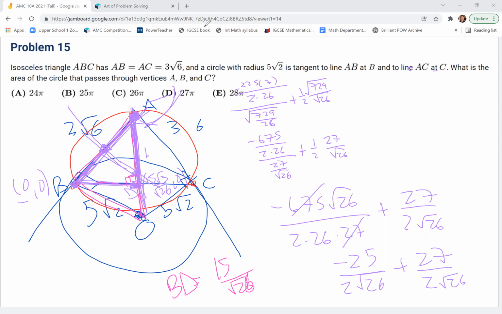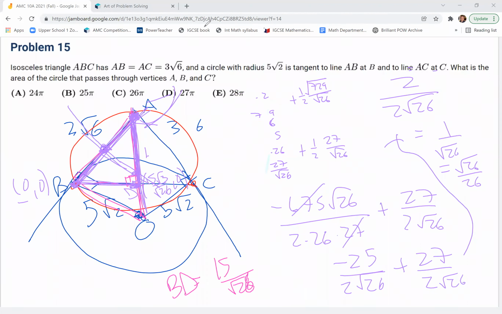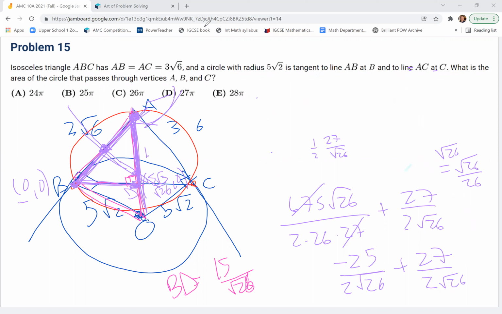Which would give me 2 over 2 root 26. Right, so if I come up here, that gives me 2 over 2 root 26. Which is 1 over root 26, which is root 26 over 26. Actually, I'll just leave it as 1 over root 26. So what does that tell me? Well, that tells me that the y value where it crosses that line, the y value of the center point, is 1 over root 26.